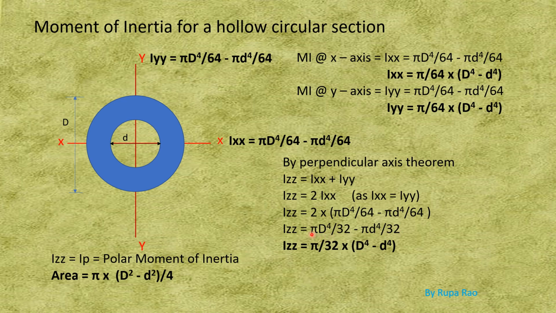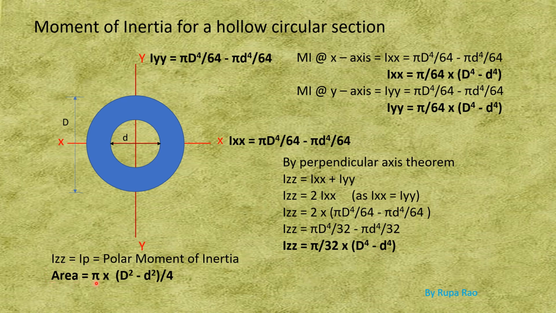Now if I take pi by 32 common, then pi divided by 32 into what remains in the bracket, bracket open capital D raised to 4 minus small d raised to 4 bracket close. So this is the formula for Izz. It is the same, the only thing is here it is pi by 64, here it becomes pi by 32, and bracket open capital D raised to 4 minus small d raised to 4 bracket close. Izz is equal to Ip, the polar moment of inertia. If in the exam polar moment of inertia is asked, then we use the same formula here, which is Izz.